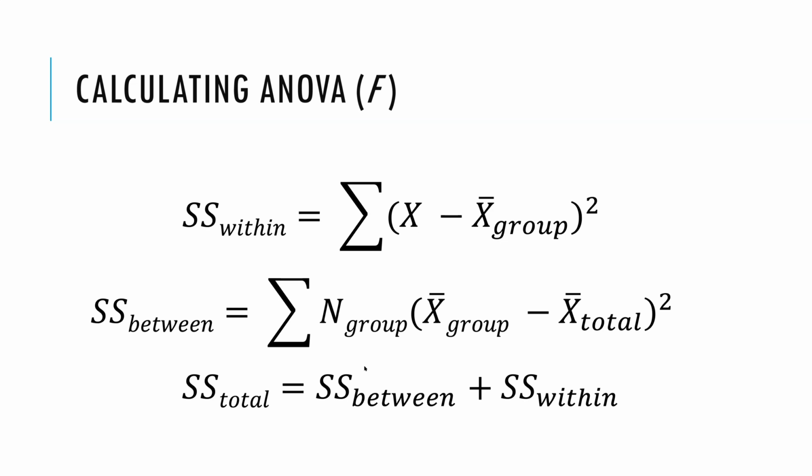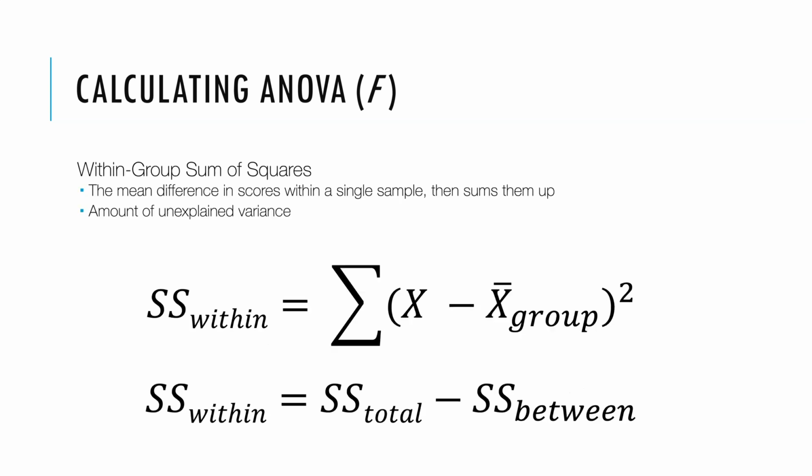And then we have sum of squares total, which is just between plus within. So again, you may have walked through this as an undergrad, actually writing these out and calculating sum of squares before. I'm going to rely on your domain knowledge for that. I won't have you do that. Within, it's the mean difference in scores within a sample, and then sums up all of them. Another way of thinking about it is the amount of unexplained variance by the group or between groups.